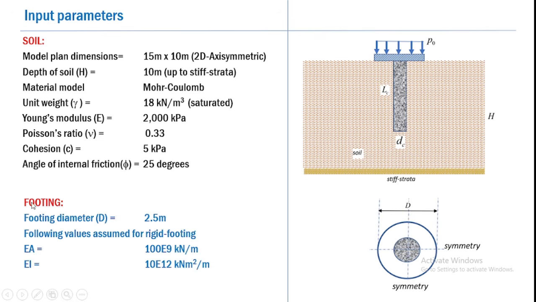Now coming to the footing, as shown in the sketch, the footing is essentially a circular footing that is having a diameter d equal to 2.5 meters. Now in order to simulate a rigid behavior of the footing, we have provided very high values for the axial as well as the flexural rigidity. So for example, the value of EA is taken as 100 into E9 kN per meter, whereas the value of the flexural rigidity EI is considered as 10 into E raised to 12 kN meter square per meter.